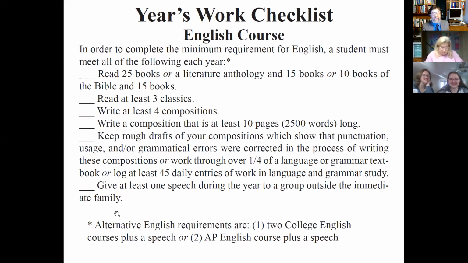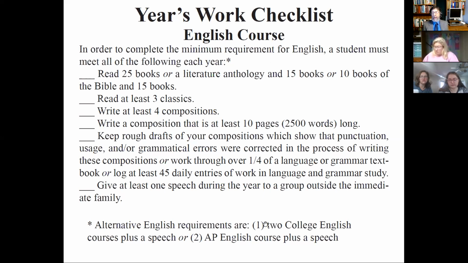Now, we have an alternative to all of these. If you take 2 college English courses plus give a speech, or if you do 2 AP English courses, or one AP English course, there's 2 AP English courses, AP English Literature and Composition, AP English Language and Composition. If you take one of them and you give a speech, you met the requirement. You don't have to write the 10-page paper, read the 25 books. All you have to do is this.